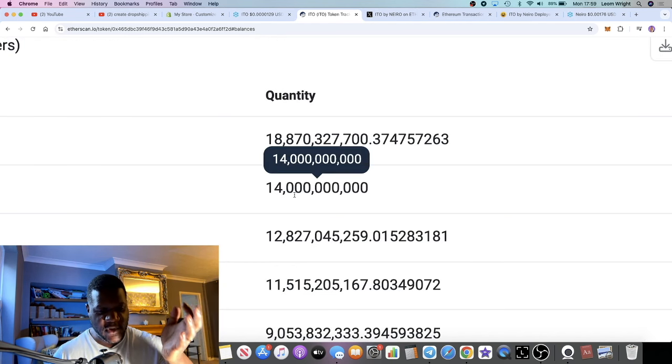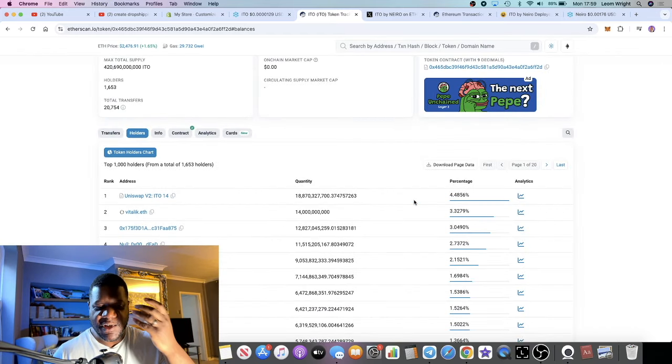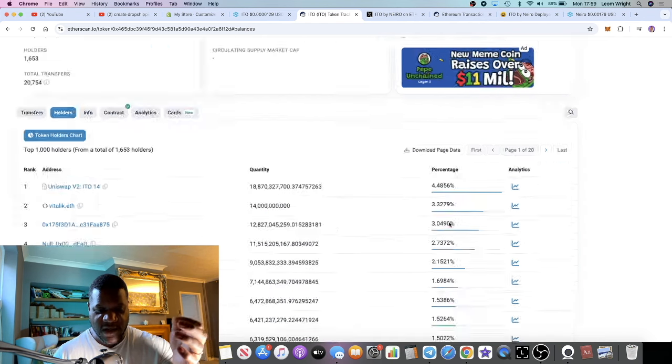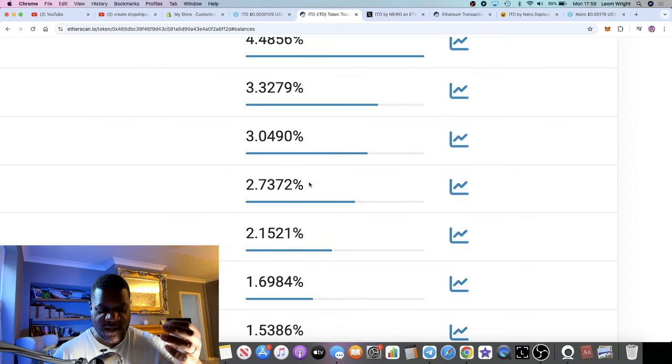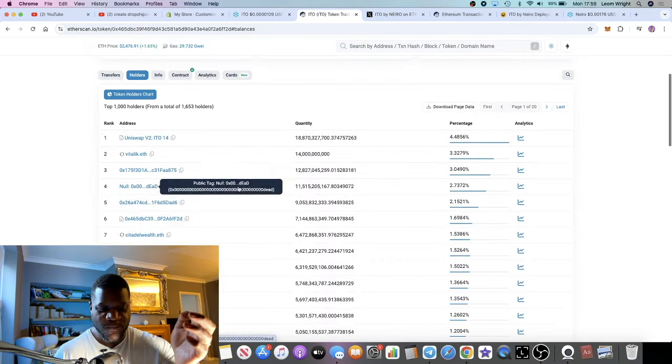He still has 14 billion of these tokens, 3.3% of the supply, which is a very good narrative for this project as well. Okay, guys, now you have this other person who owns 3%. Don't know who that is, but then the top holder after that is the burn address with 2.73% of the supply burnt and sent to the dead address.